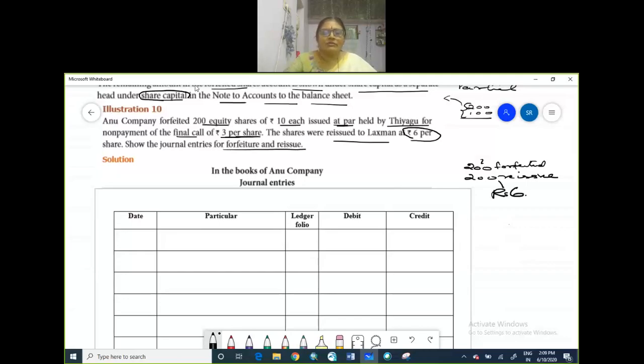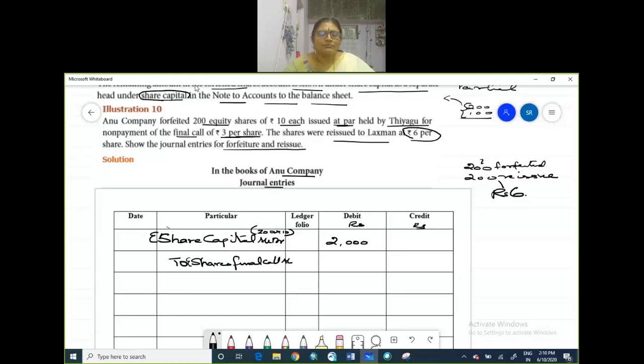Now let us pass the journal entry in the books of Anu Company. So what should be your first journal? Equity share capital account debit. The equity shares are always equity, so you write equity share capital account debit. How many shares are forfeited? 200 shares. And what is the face value of the share? 10 rupees. So that comes to 2000 rupees. So equity share capital account debit 2000. What has he failed to pay? He has failed to pay the final call. So equity share final call account.